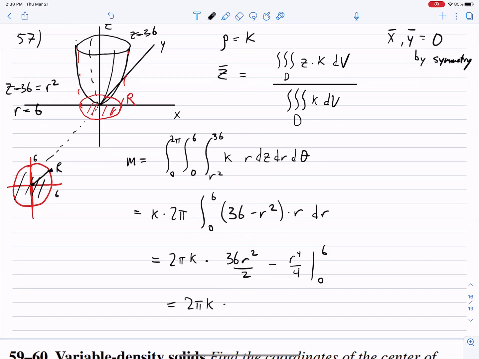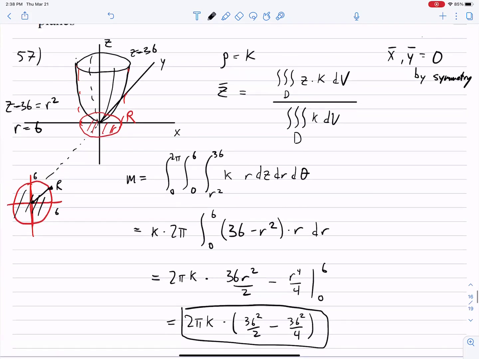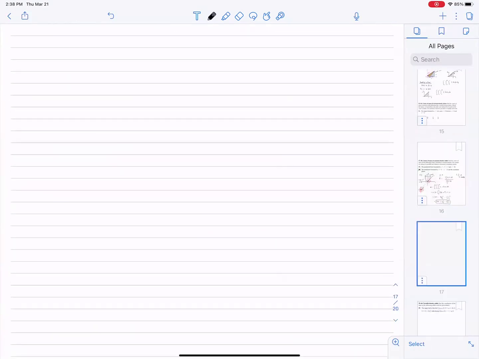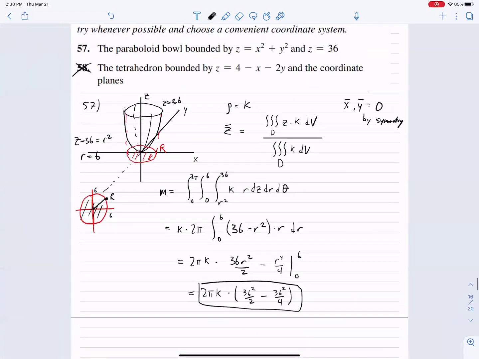2 pi k times, plugging in 36, we get 36 squared over 2 minus also 36 squared over 4. I should pull out 36 squared, but no, just leave it like that. That's the mass. So that's how we get the mass.